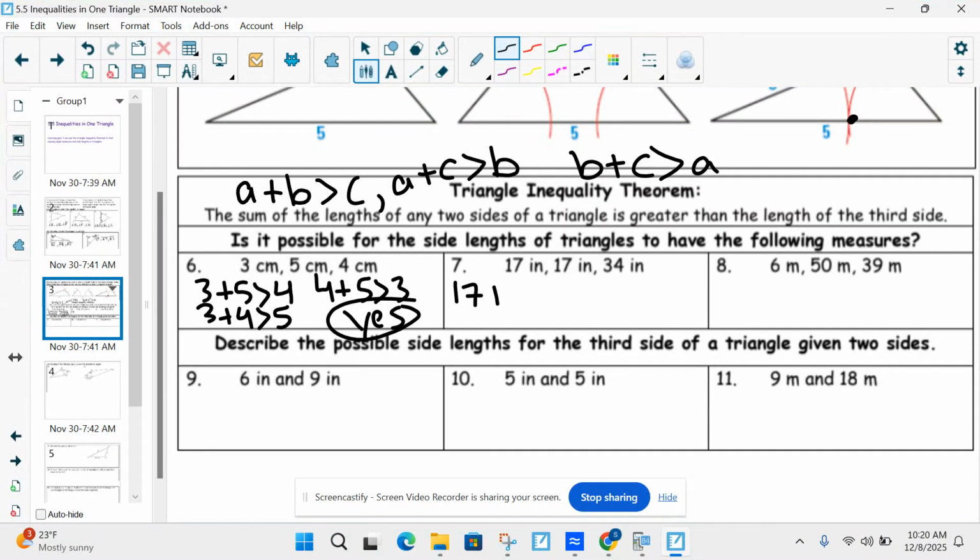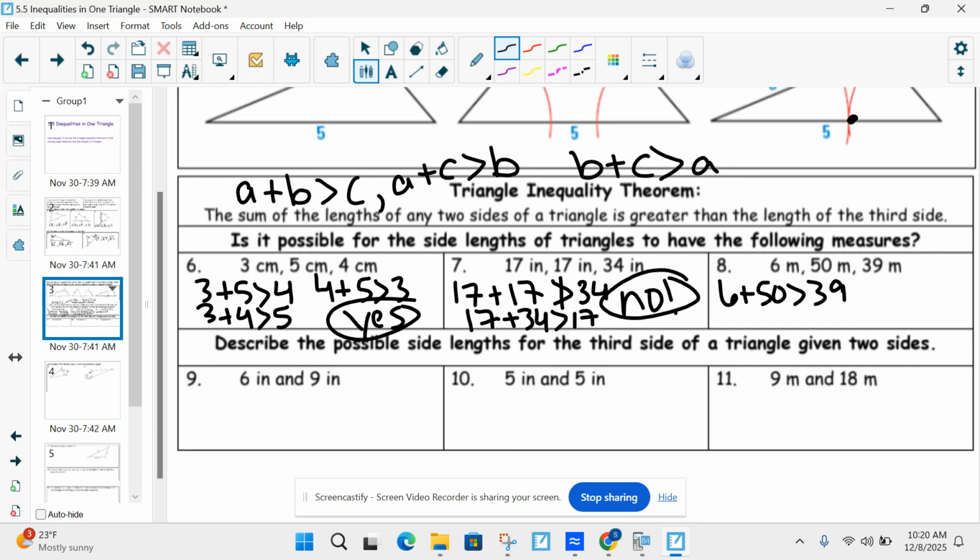So here, 17 plus 17, is that greater than 34? No. Even though 17 plus 34 is greater than 17, one of these doesn't work. So no, it does not form a triangle. For number 8, if you take 6 plus 50, that is not greater than 39. So the answer would be no.